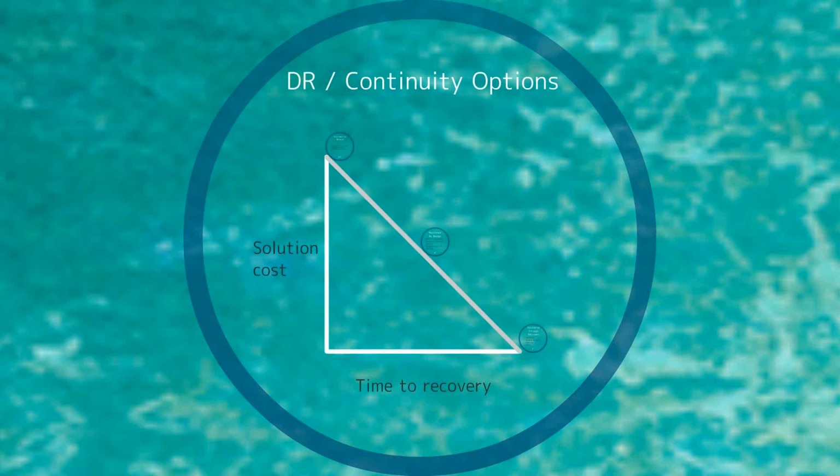If we look at some of the disaster recovery and continuity options that are available, it's a pretty straightforward graph. We've got the solution cost. It's going to be very, very high if your time to recovery is very, very short. So if you can't afford to be down for more than 5 minutes, you can have a solution that can do that, but it's going to be exponentially more expensive than if you can afford 5 days or a week without your critical business systems.